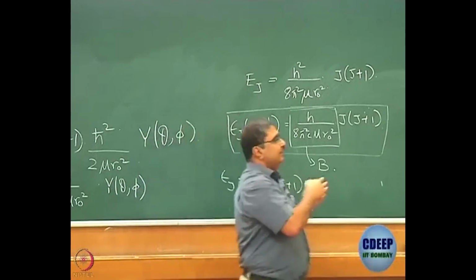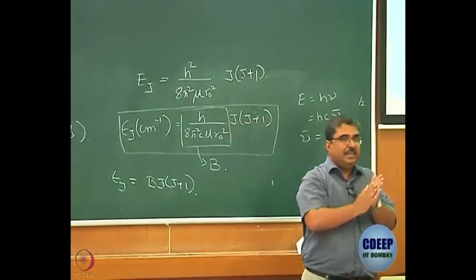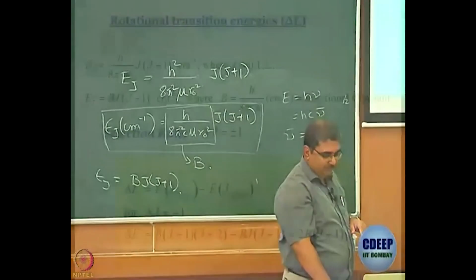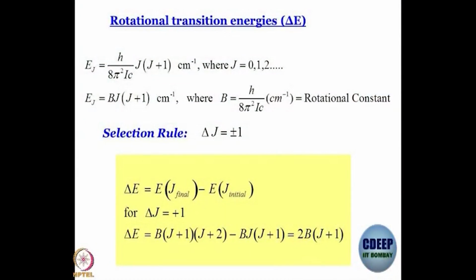Okay. Since the rest of the discussion is easy, I will just quickly go through them in the slides. Okay, this we have discussed already. This is your 8 pi square I c. Now, selection rule, as you know, is delta j equal to plus minus 1. Next day, we will start with the discussion of why it is delta j equal to plus minus 1.